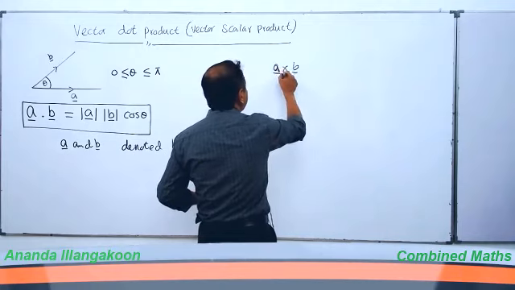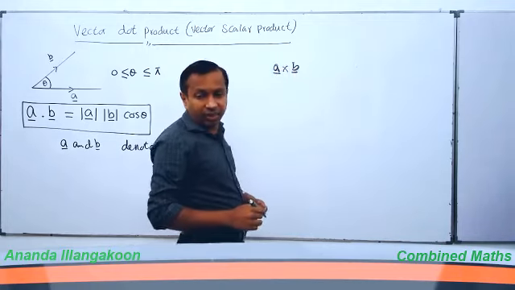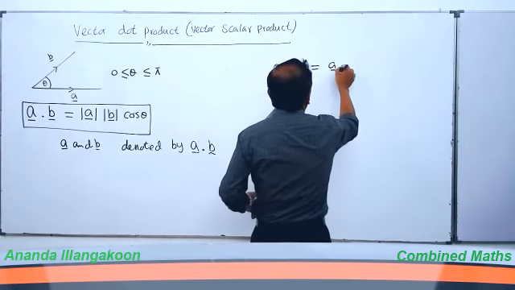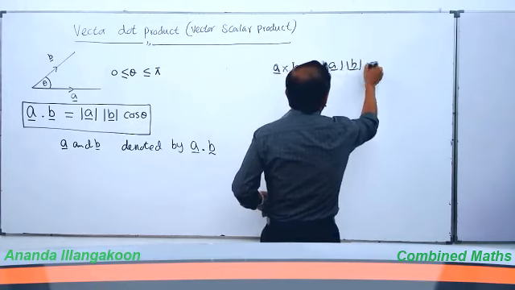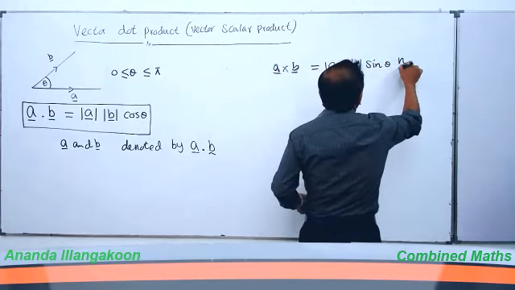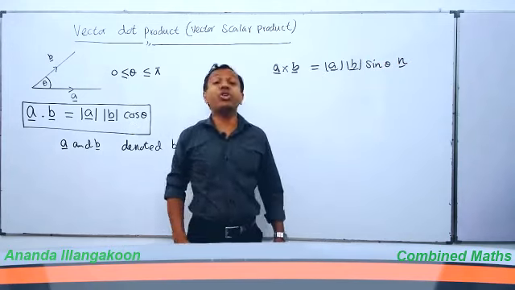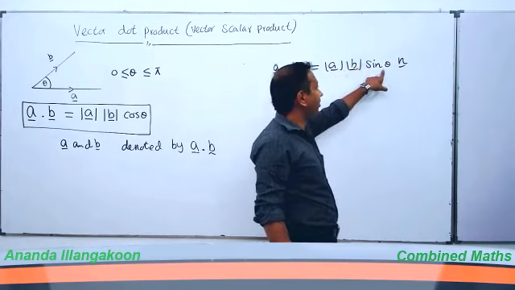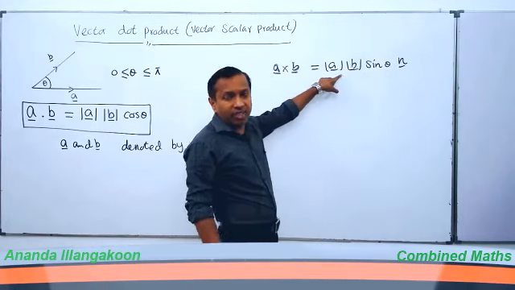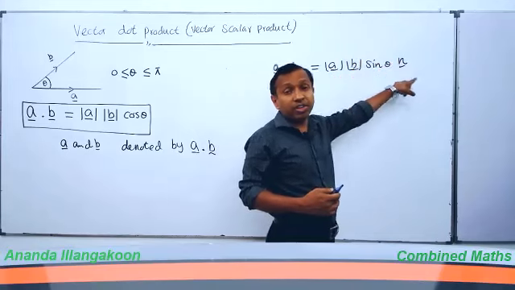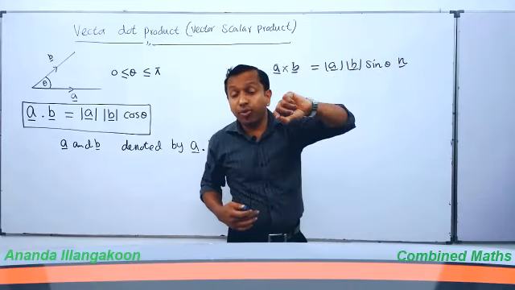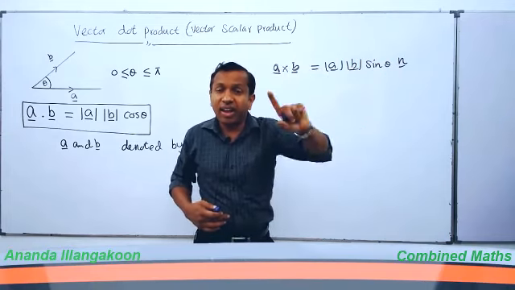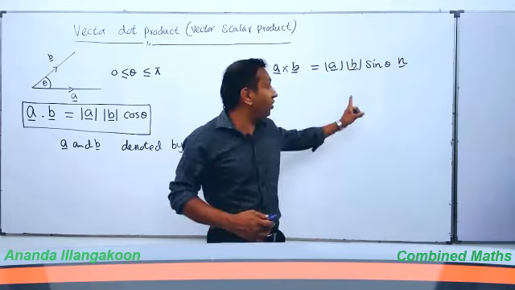It is denoted by A cross B. Its definition is mod A, mod B, sin theta, and n also comes in there. N is a unit vector. Here, this is a scalar, this is a scalar, this is a scalar. When you multiply these three, we get a scalar, but finally that should be multiplied by a vector. The product of a scalar and a vector finally gives us a vector as our answer. So therefore this result is a vector.